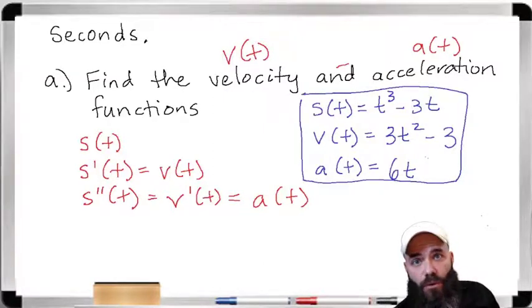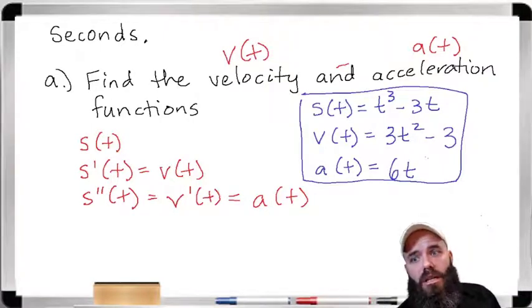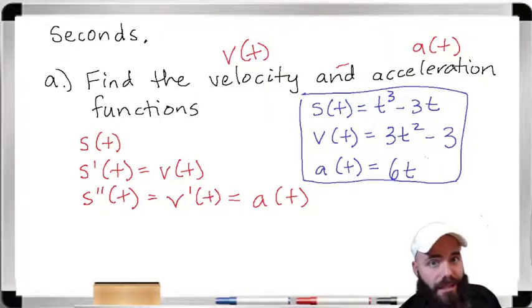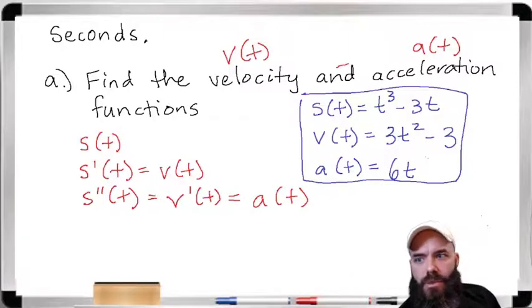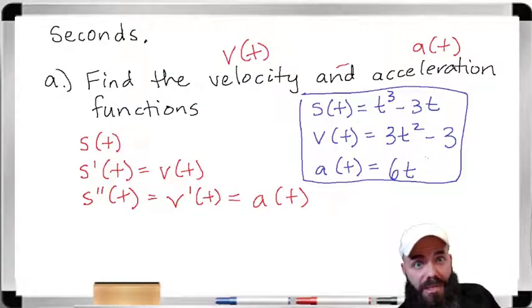Now there is a fourth, it's called the jerk function, and you can simply take the derivative again to find the jerk function. But typically we use these 3, the position, the velocity, and the acceleration. So now let's answer some questions based off these 3 functions.